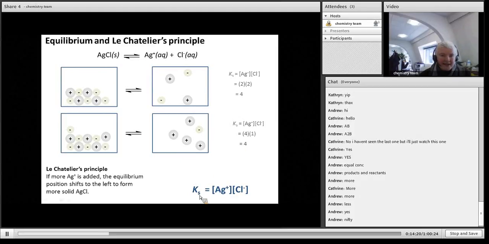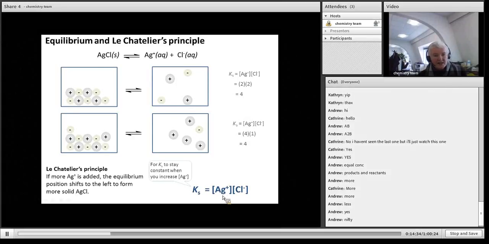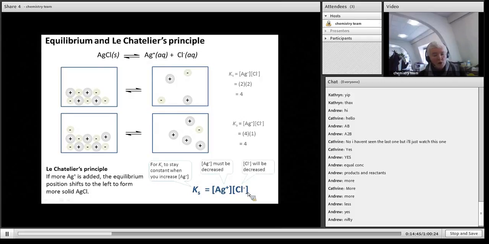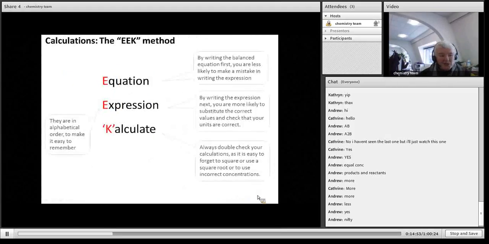If I add any extra ion, it's going to shift to try and remove that ion. A way we can look at it is, for Ks to stay constant when I'm increasing the Ag+, I've got to decrease it, because that's the shift to remove that stress or change. But of course, if I decrease my Ag, I'm also going to be decreasing my chloride. So note that both of those do get decreased. Okay, so now let's use that understanding to do these calculations. You also need that understanding and explanation.